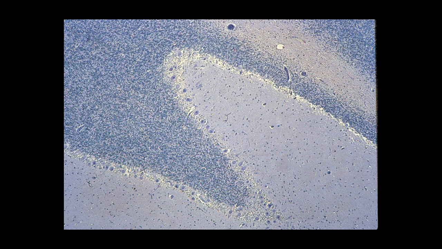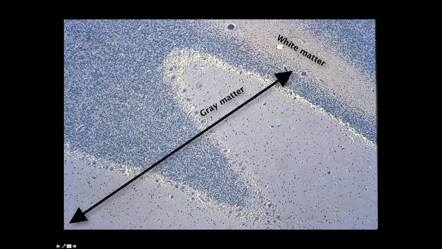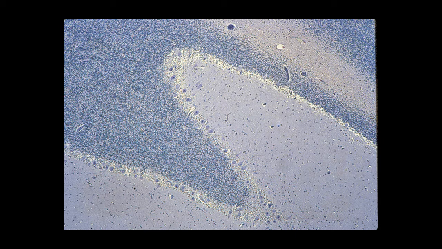This is a fairly high-power view of the cortex of the cerebellum, and you can clearly notice the white matter shown here and the gray matter that's shown here. It's very easy to get your orientation in the cerebellum. If you look at the gray matter, there are several distinct layers. There's a granular layer, a layer of Purkinje cells shown here, and the molecular layer.